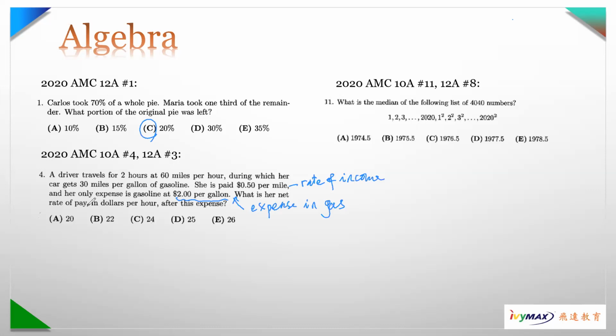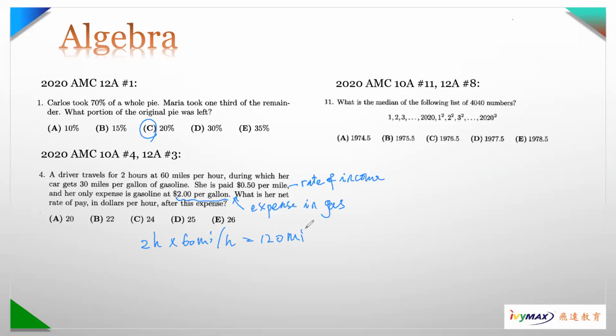So we can count the total distance traveled. I suggest that to handle this type of question, you write down the number with the unit, right? So that can give you the hint what that number means. So we have 2 hours and 60 miles per hour, and that gives you 120 miles. So that would be the total distance.